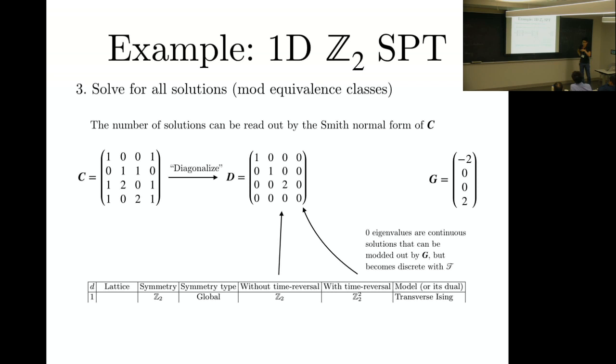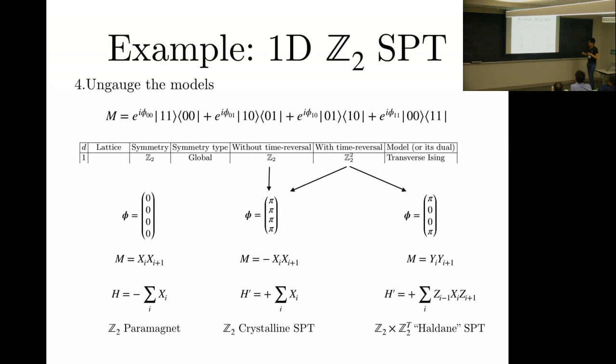So for the example I gave, without time reversal, you find this solution, which corresponds to, instead of having a plus, you have a minus. So what that means is whenever you hop a domain wall, you get a minus sign. And whenever you create two domain walls, you get a minus sign. And that is exactly the crystalline SPT, which is, in each unit cell, you have a Z2 charge at every point. Now, with time reversal, you have this solution, which corresponds to this Haldane SPT. So you only get a minus sign when you create two domain walls.